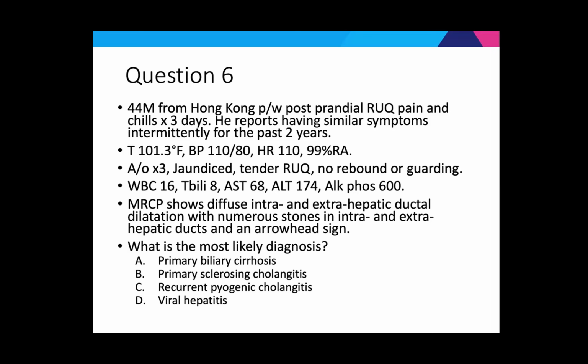He has a leukocytosis and very high LFTs, total bilirubin of 8, AST 68, ALT 174, and alkaline phosphatase of 600. You get an MRCP, and this shows a diffuse intra and extrahepatic ductal dilatation with numerous stones in the ducts and an arrowhead sign. What is the most likely diagnosis? Is it A, primary biliary cirrhosis, B, primary sclerosing cholangitis, C, recurrent pyogenic cholangitis, or D, viral hepatitis?